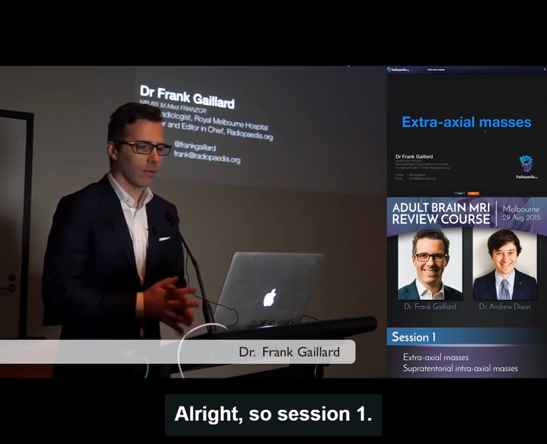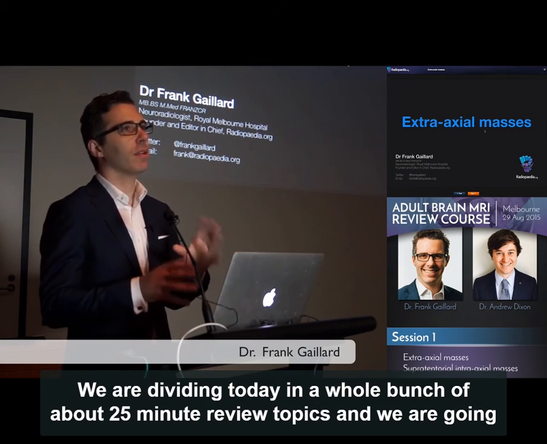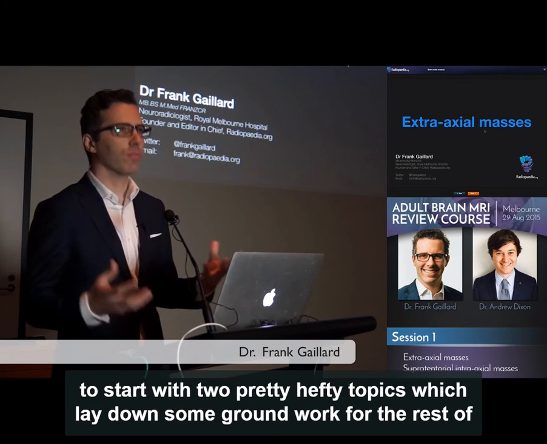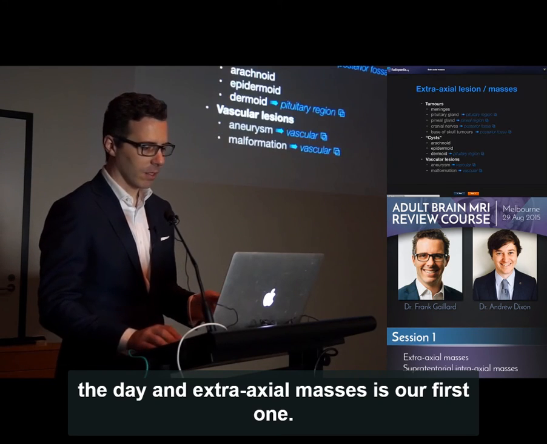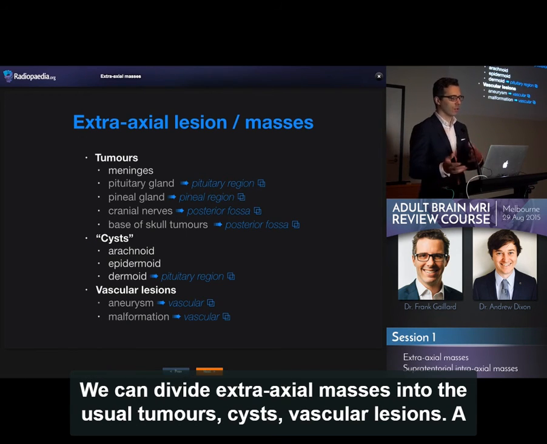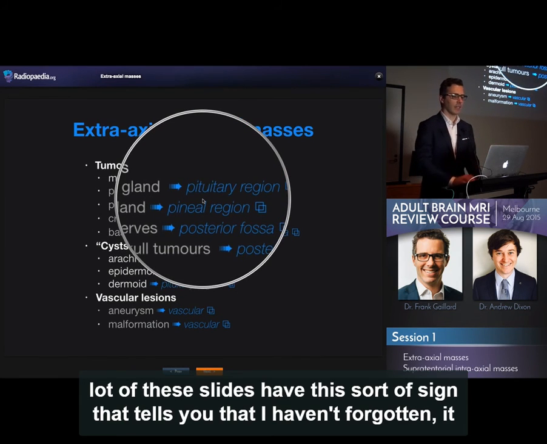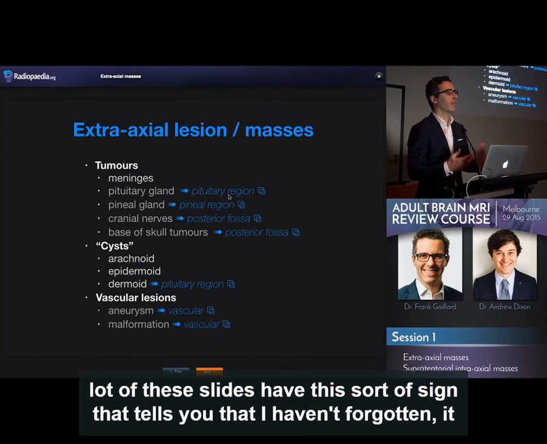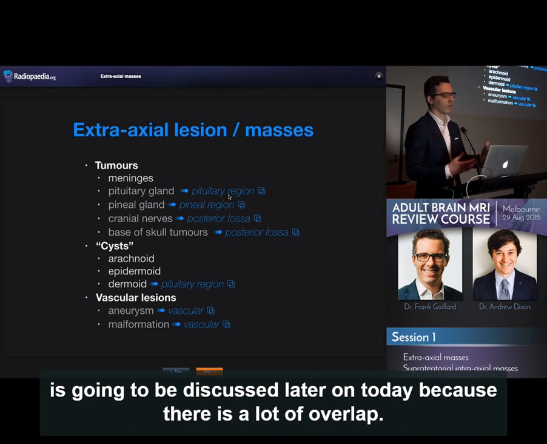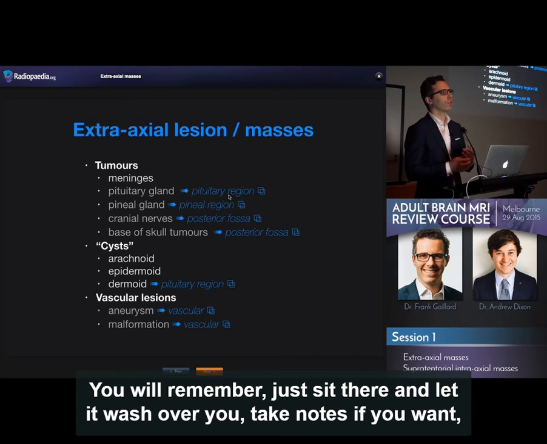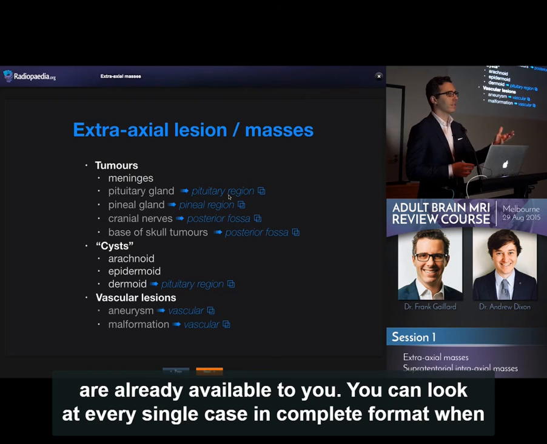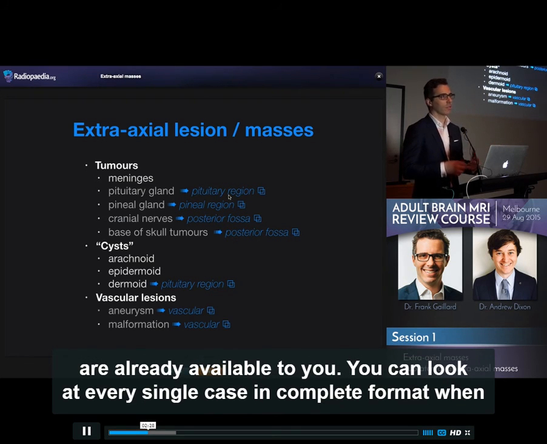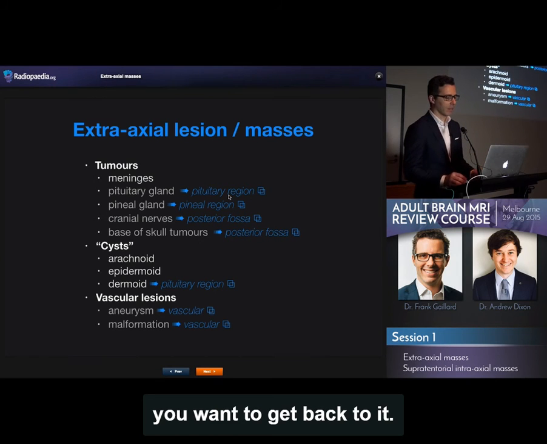All right, so session one. We're dividing today into a whole bunch of about 25-minute review topics, and we're going to start with two pretty hefty topics which lay down some groundwork for the rest of the day. Extra-axial masses is our first one. We can divide extra-axial masses into the usual tumours, cysts, and vascular lesions. A lot of these slides have this sign that tells you that I haven't forgotten, it's going to be discussed later on today because there's a lot of overlap. Remember, just let it wash over you. Take notes if you want, but all of this will be available to you recorded, so you can go back over it. All the slides are already available to you. You can look at every single case in complete format when you want to get back to it.